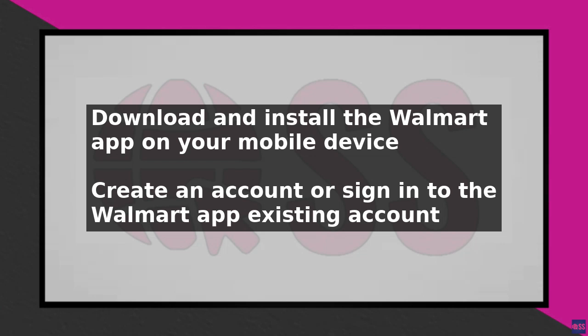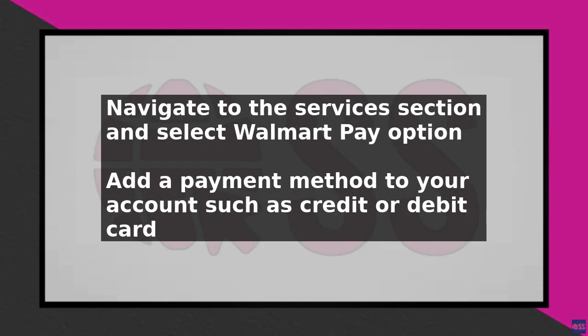Once you have the app, create an account or sign in if you already have one. Next, navigate to the Services section of the app and select the Walmart Pay option. This will prompt you to add a payment method to your account. You can add a credit or debit card, or use other payment methods such as PayPal.